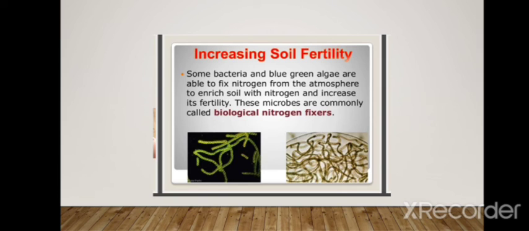Some bacteria like Rhizobium and blue-green algae or cyanobacteria have the ability to fix atmospheric nitrogen into soil, and this increases the soil's fertility. These microorganisms, which have the ability to convert atmospheric nitrogen into a soluble form, are called biological nitrogen fixers.